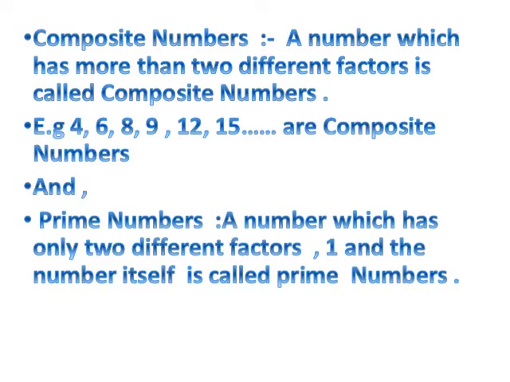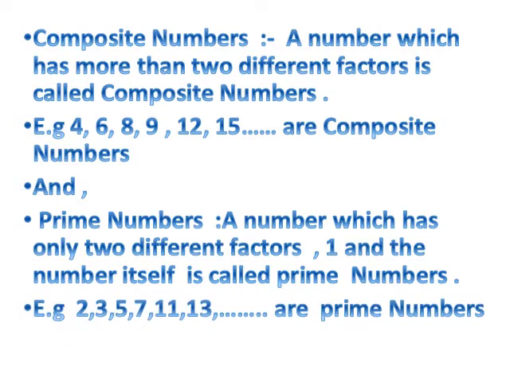And a prime number is a number which has only two different factors. Remember, only two different factors: 1 and the number itself. Examples: 2, 3, 5, 7, 11, 13 are prime numbers. If you see, these numbers have only two factors, that is 1 and the number.